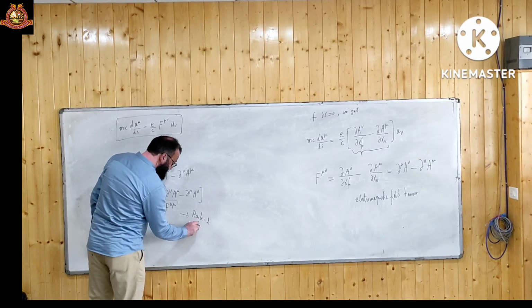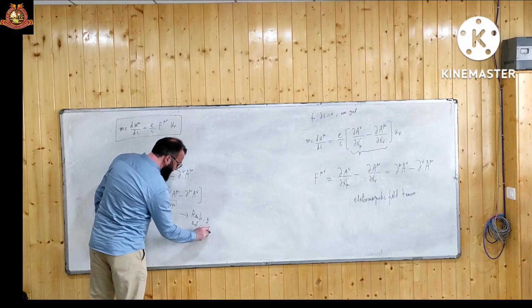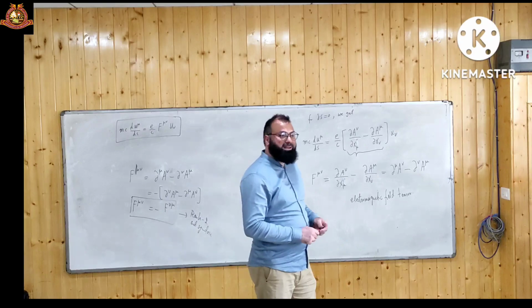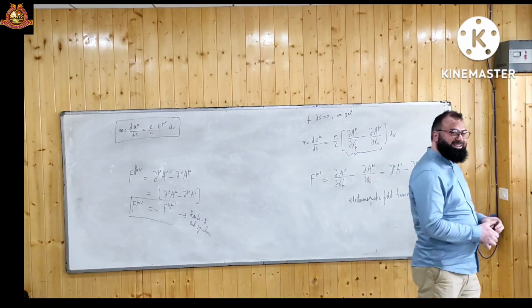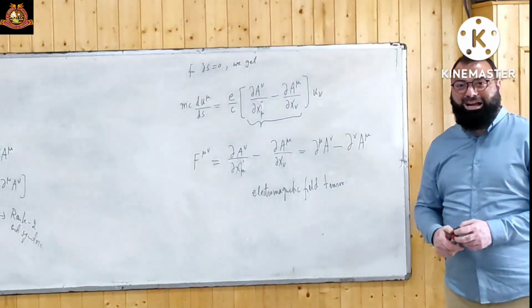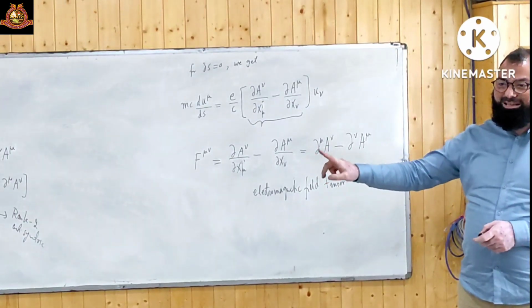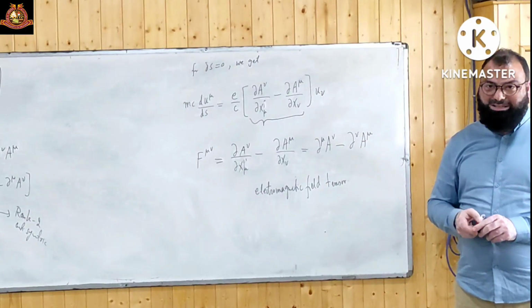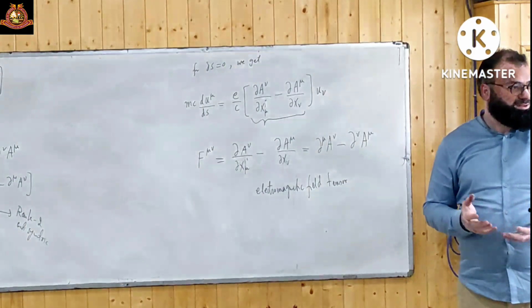antisymmetric tensor. When you have an antisymmetric matrix, what are its diagonal elements? 0, yes. So that means the diagonal terms of this antisymmetric rank 2 tensor are 0. Clear?